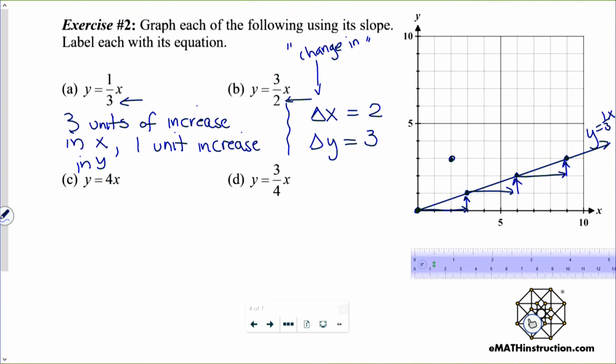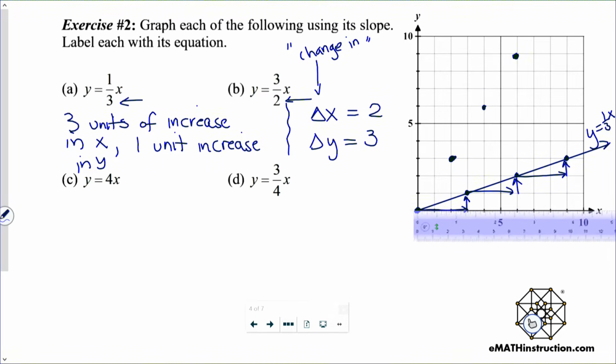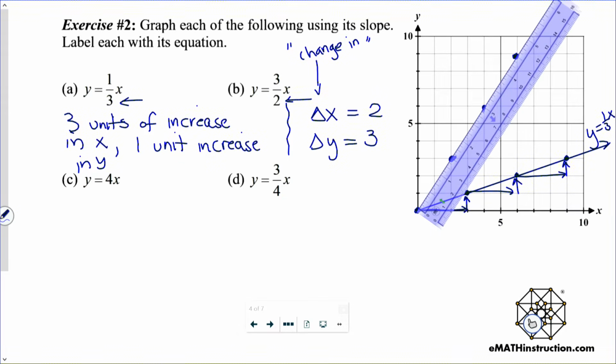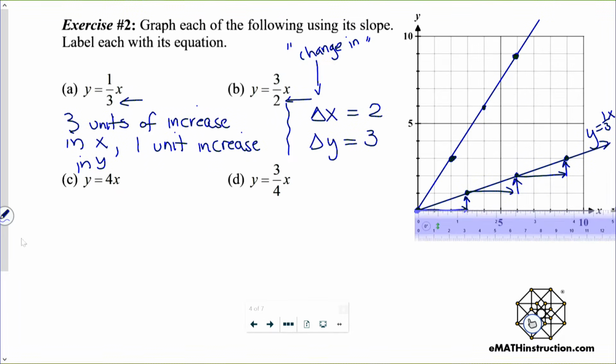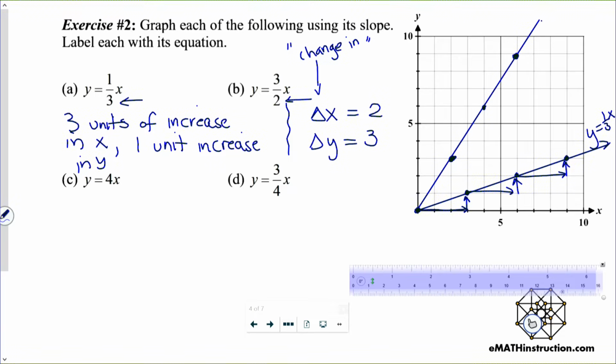I'm going to stop drawing the arrows only because it could get a little bit messy on here if I keep drawing them. But I keep going 2 to the right and 3 up. For every 2 units of increase in x, 3 units of increase in y, and I get this line. Anytime we have 2 or more lines graphed on a grid, we should always label them with their equations. Y equals 3/2 times x.